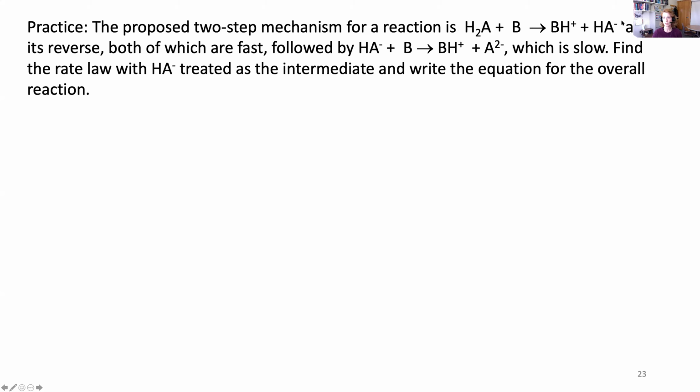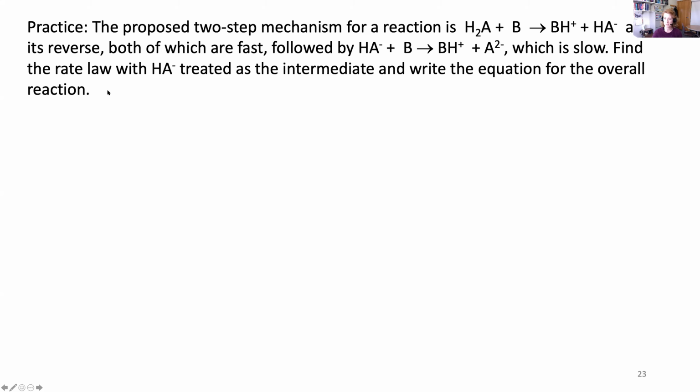I form the conjugate base of the acid. And the reverse, which is very fast, so this is the first reaction, forward and reverse is very fast, followed by the conjugate base plus the base again, gives you another conjugate acid of your base plus the now fully deprotonated conjugate base of your acid, which is slow. So find the rate law with HA minus treated as the intermediate and write the equation for the overall reaction.